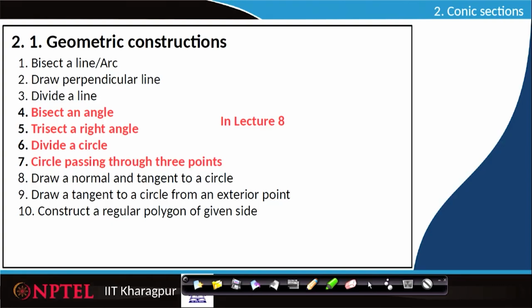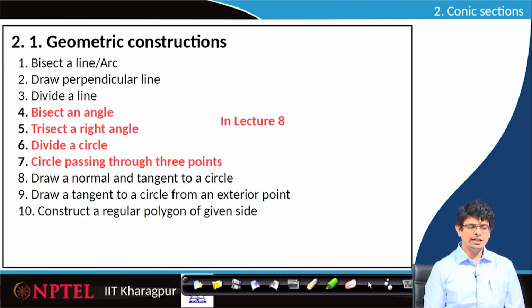In lecture 7, we have learned how to bisect a line and an arc, how to draw a perpendicular line, how to divide a line. In lecture 8, we are covering how to bisect an angle, how to trisect a right angle, how to divide a circle, how to pass a circle through 3 points. These are the things we are going to learn.